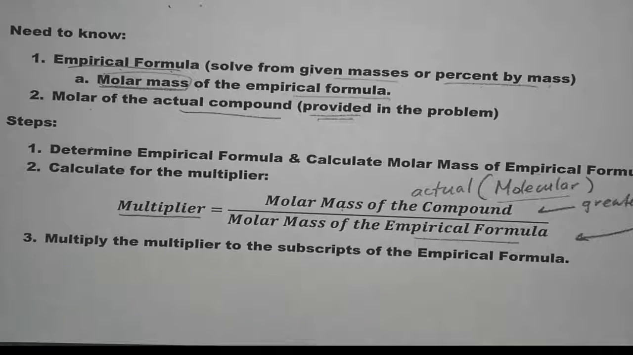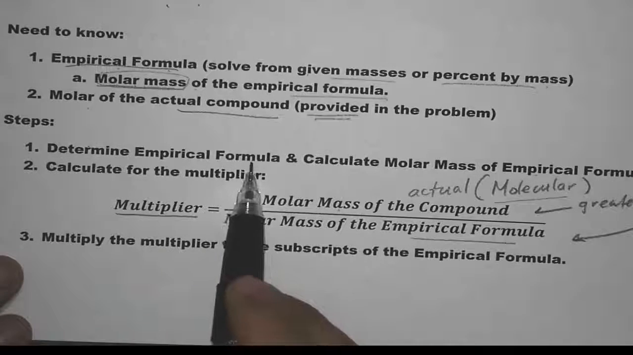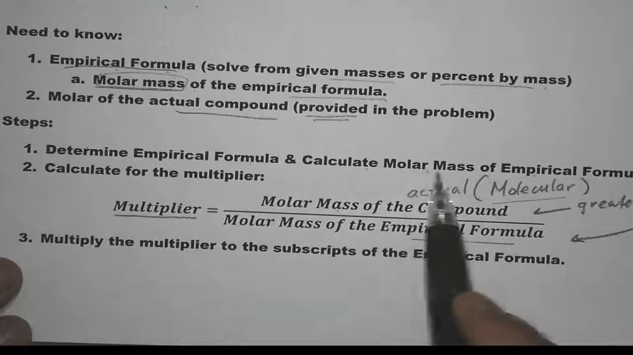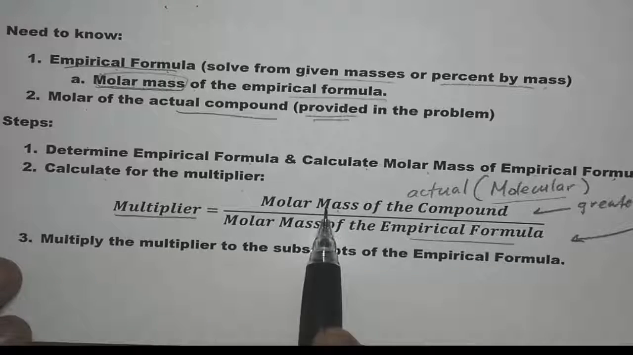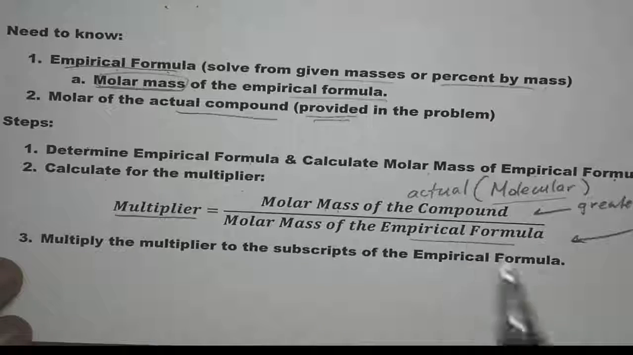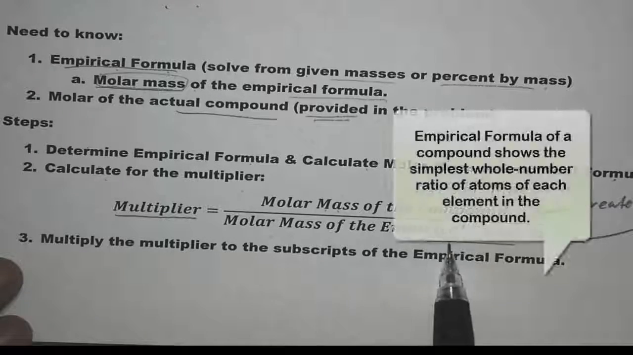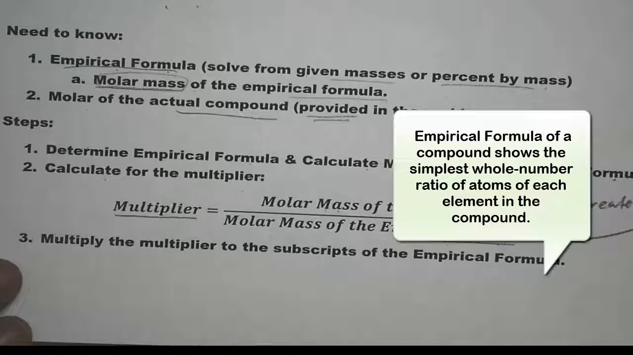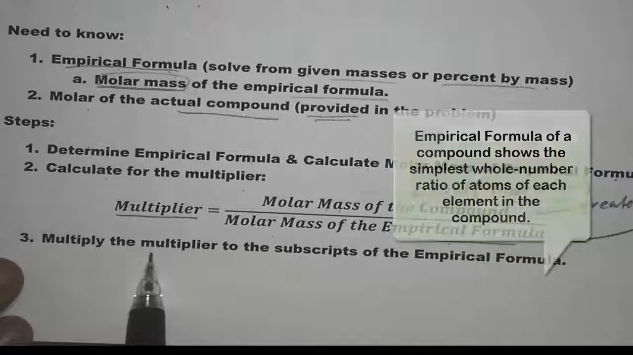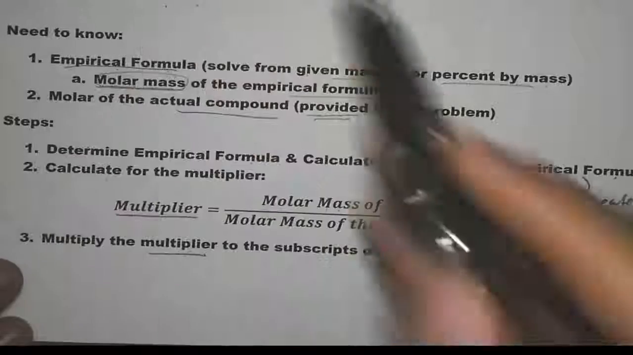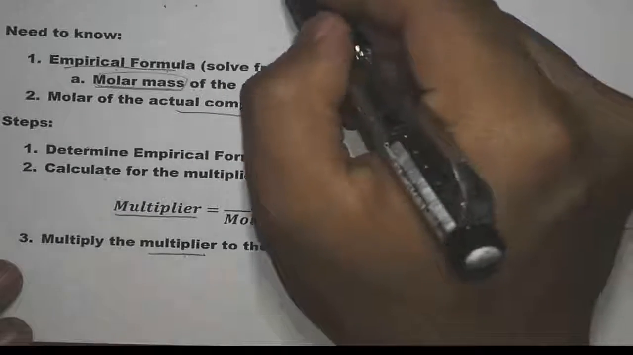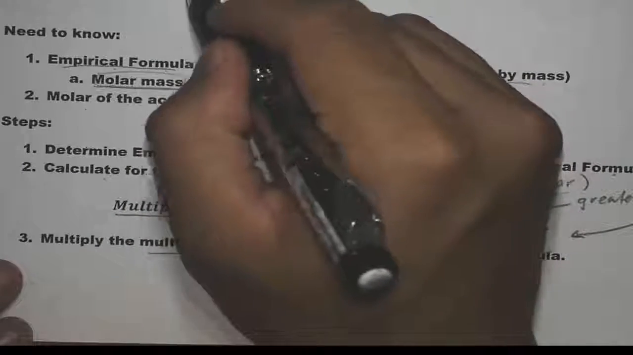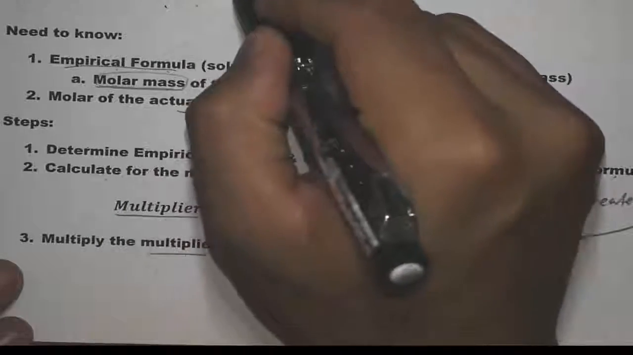So let's go back to the steps again. First, determine the empirical formula. Second, calculate the molar mass of the empirical formula. Third, calculate the multiplier using this formula: molar mass of the molecular formula, or the actual compound, divided by the molar mass of the empirical formula. And lastly, we multiply the multiplier, which in this case is 6, by the subscripts of the empirical formula. As you can see right here, if I multiply this by 6, 6 times 1 gives you 6, 6 times 2 gives you 12, and 6 times 1 gives you 6.